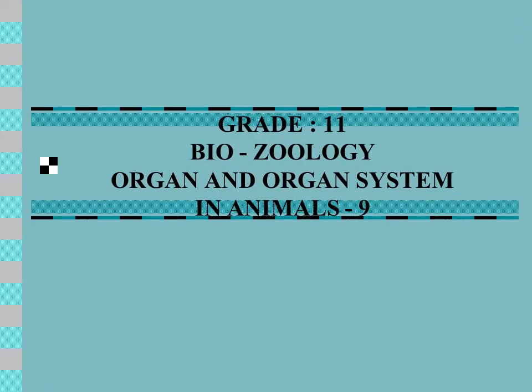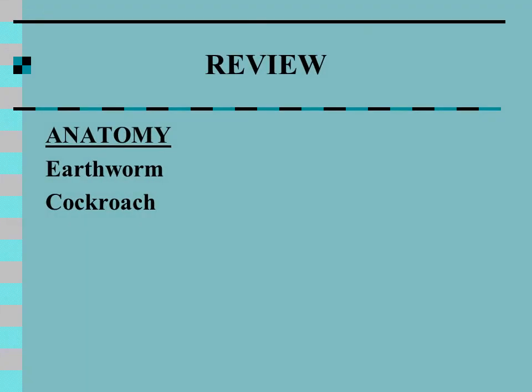We are discussing chapter 4, organ and organ system in animals, and today we are going to continue the same chapter. In the previous sessions, we discussed two invertebrates, one is earthworm and another one is cockroach. Fine. For these two invertebrates, we discussed the external features, classification, as well as anatomy in the previous sessions.